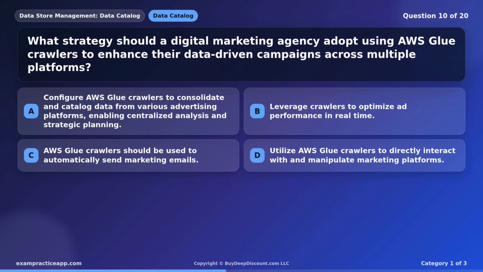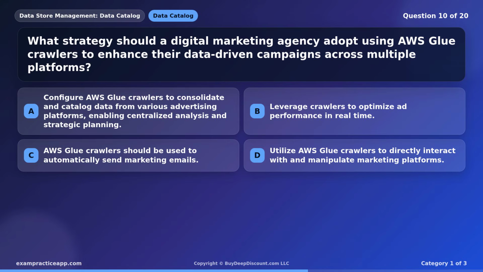Take a moment to choose your answer. The correct answer is option A. Configure AWS Glue crawlers to consolidate and catalog data from various advertising platforms, enabling centralized analysis and strategic planning.